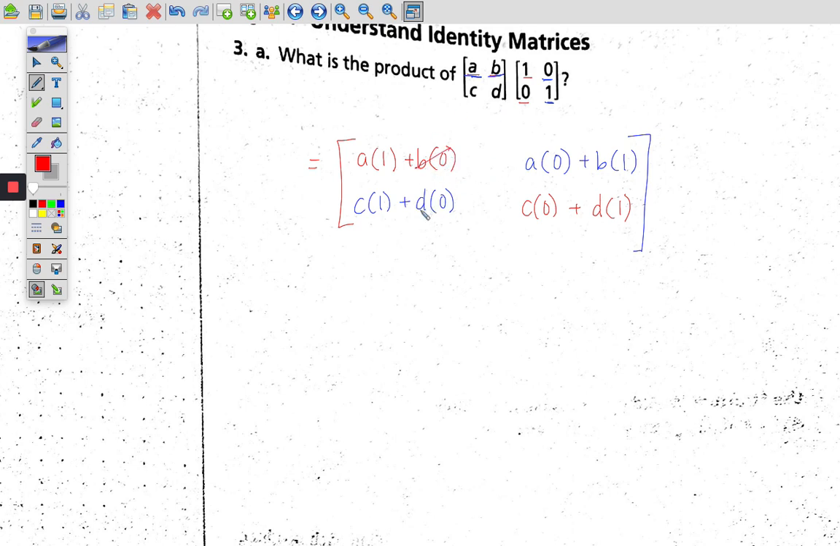Anything times 0 we can cross out because that's just 0. A times 1 is just A, correct? B times 1 is just B. C times 1 is just C. And D times 1 is just D. So basically what this was an identity matrix. If you multiply by an identity matrix, it gives you the same thing.